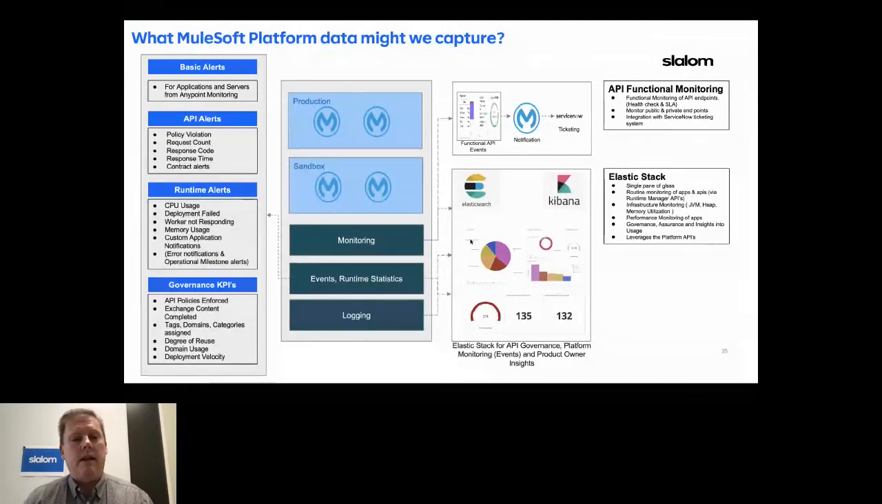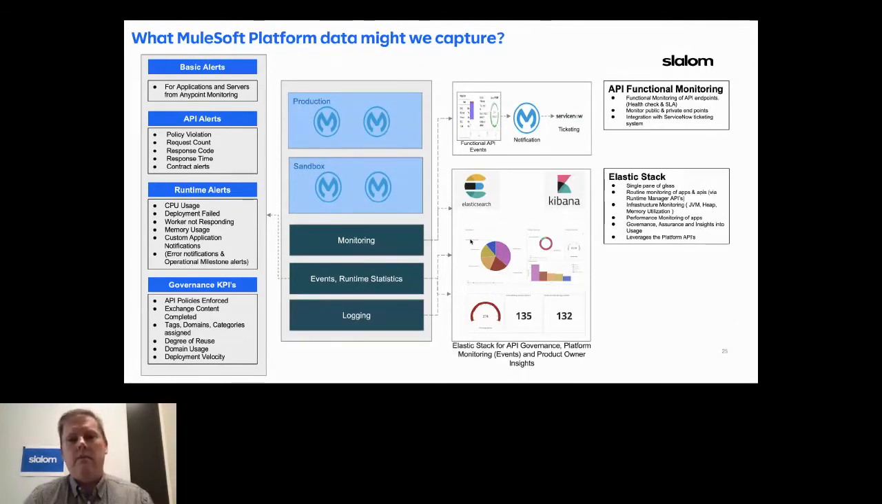But also things around governance: are tagging and domains and categories being assigned? Does Exchange content get published when an API is initially developed? Making sure that entire life cycle that I showed earlier, making sure that we are hitting our KPIs that we've identified around each of those areas.